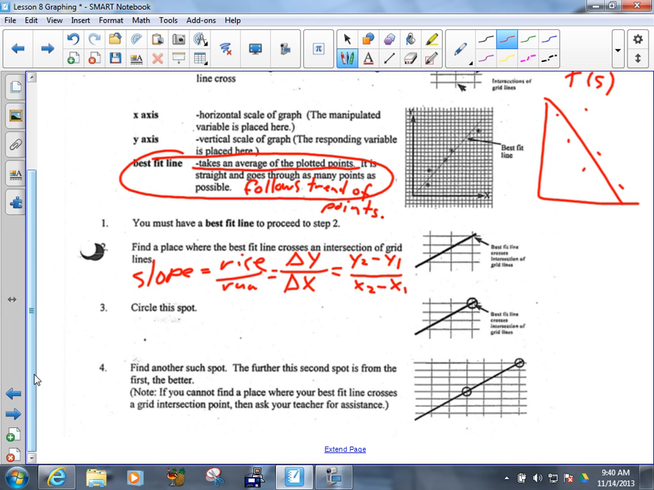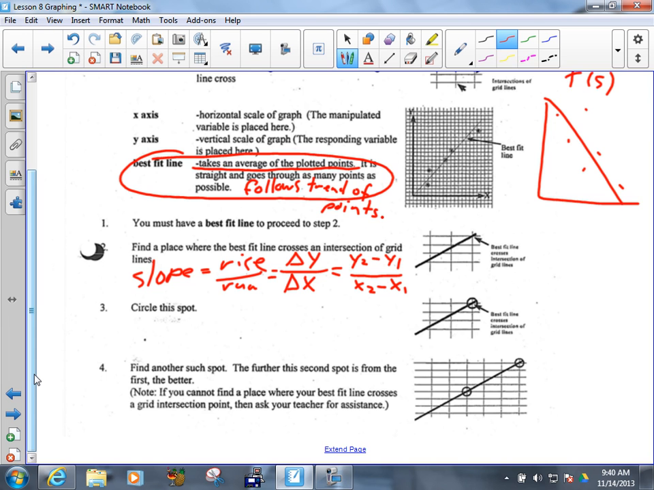Okay, how many people is that looking familiar to? Okay, good. Where do I get those numbers from? Right, the 2 points, not just on the graph. Where do the 2 points have to be? Not just on the graph, they have to be grid line intersections, and they have to be grid line intersections that are on the best fit line.